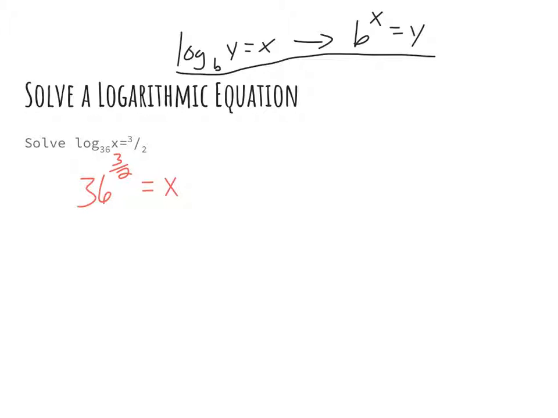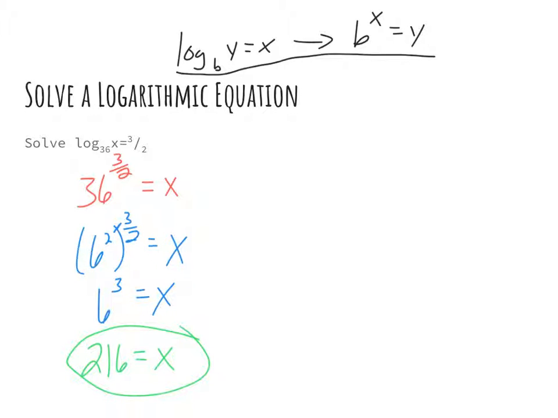Now to make this a little easier, because we don't necessarily like fractions in our exponents, I can rewrite 36 as 6 squared. So now I've got 6 squared to the 3 halves. Multiplying my exponents here, I get 6 to the third is equal to x. If I type in 6 to the third in my calculator, I get that x is 216.